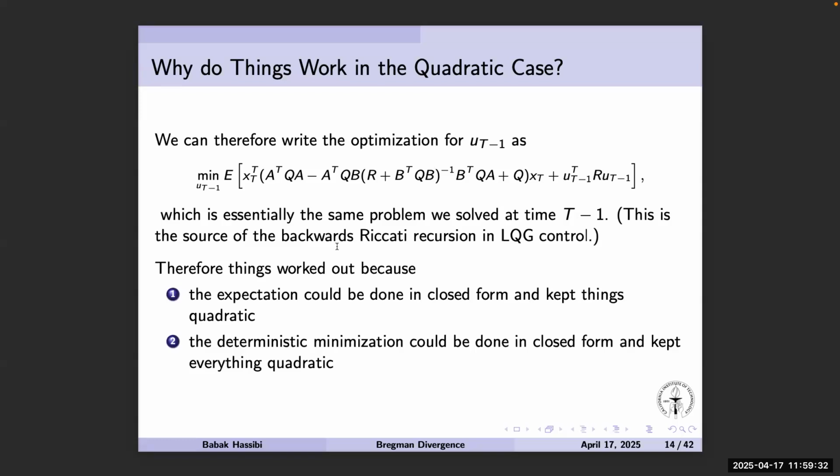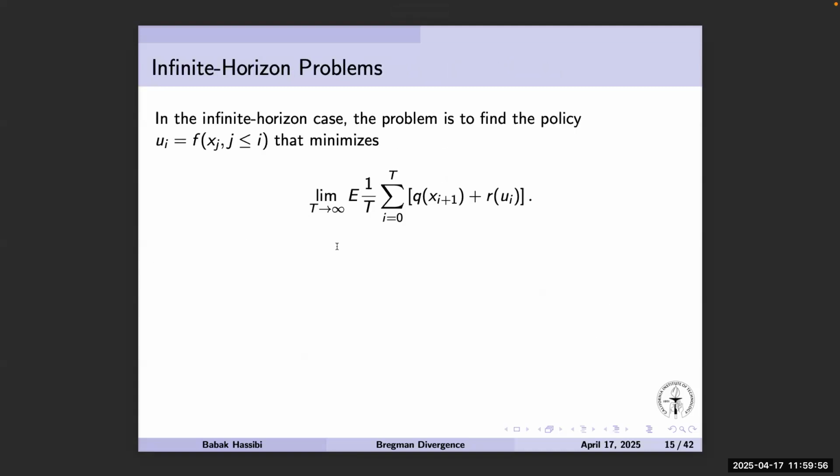So there are 2 things that make the quadratic case work. The expectation can be done in closed form, so I don't have to Monte Carlo anything. And the deterministic minimization that you're left with also has closed form because everything's quadratic. So it looks like this is a very happy coincidence, and it certainly won't happen for arbitrary convex functions. And so if you look at the infinite horizon case, which is what I want to focus on, it's the most interesting one. So you're looking infinitely far. This is kind of the cost that you want to look at. So I look at the average cost up to time t, the expectation, and then I push t to infinity. That's what I want to minimize.